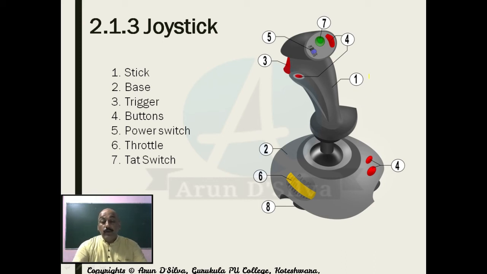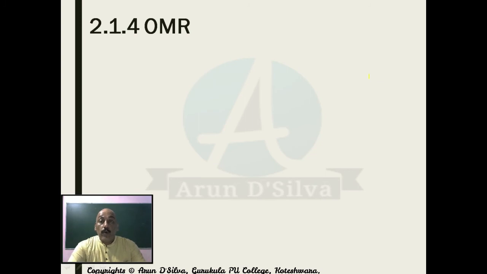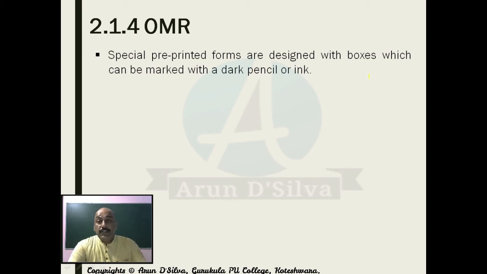Moving to the next input device, that is OMR. Many of you have heard about OMR. Correct, no? So let me give an idea. This is also an input device. See here what happens. Special pre-printed forms are designed with boxes or circles where you can mark using a dark pencil or ball ink pen. That will be given as an input to the computer.